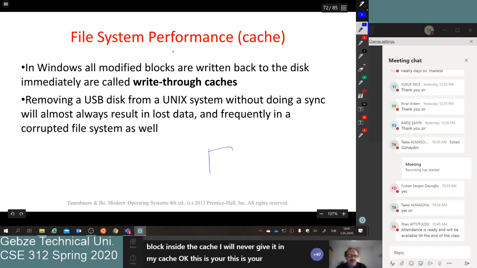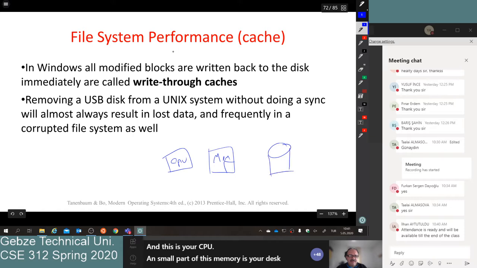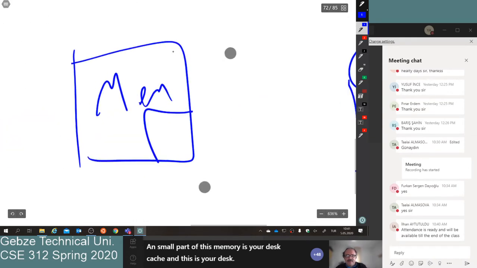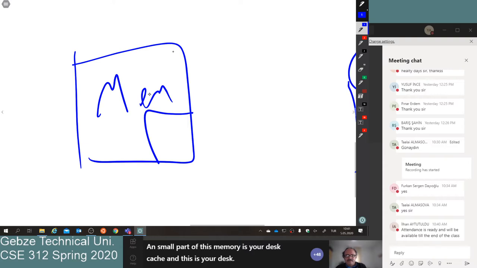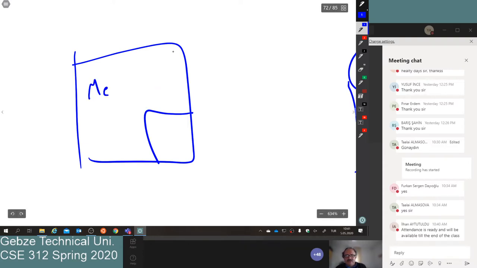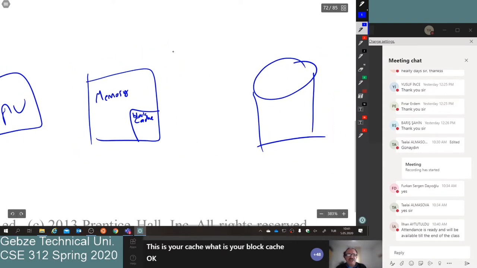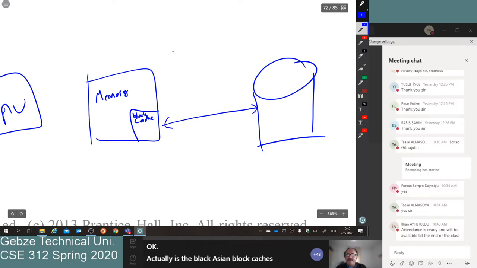This is your computer. Let's say this is your memory, and this is your CPU. A small part of this memory is your disk cache, and this is your disk. This is your memory, and this is your block cache. A small part of that memory is the block cache.